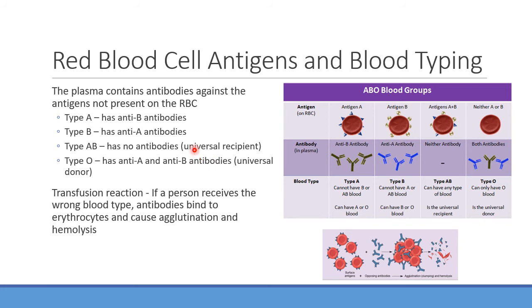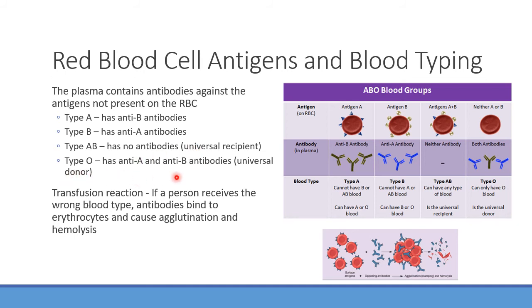So someone who's AB, could they receive O? Absolutely, because that has no antigens on there, right? Could they receive A? Yes, they could receive A, even though that has antigens on it. They don't have any antibodies to react with it, right? Could they receive B? Yep, and can they receive AB? Right, so since they have the ability to get any type of blood, they're a universal recipient essentially.